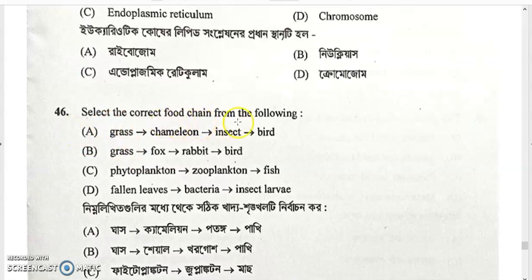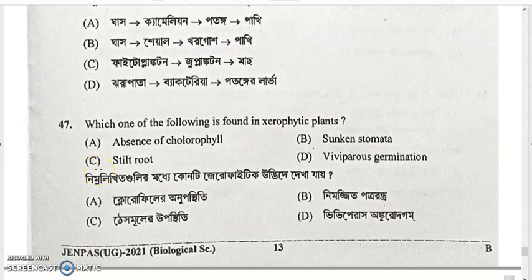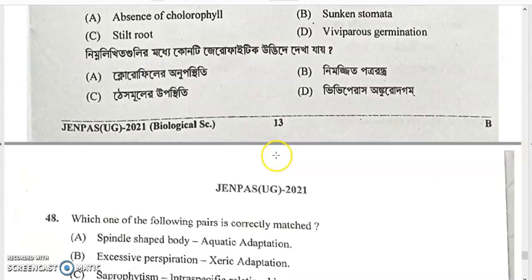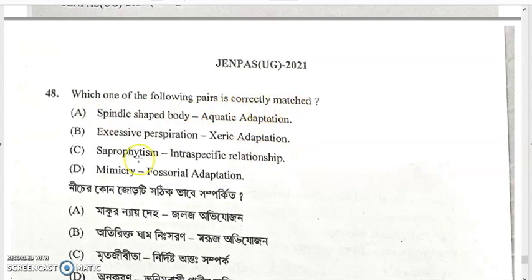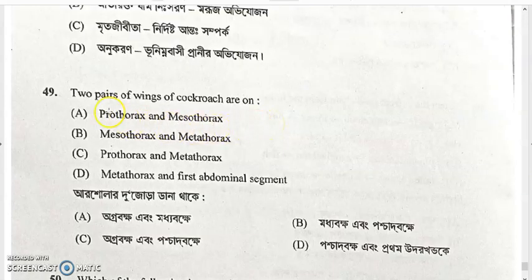46, select the correct food chain of the following. It will be option C, that is phytoplankton, zooplankton, and fish. So 46 C. 47, this question is asking which of the following is found in xerophytic plants. We find that xerophytic plants have sunken stomata. 48, which of the following pairs is correctly matched? The 48 answer will be option A, spindle shaped body, aquatic adaptation. 49, two pairs of wings of cockroach are on. The 49 answer will be option B, that is mesothorax and metathorax.